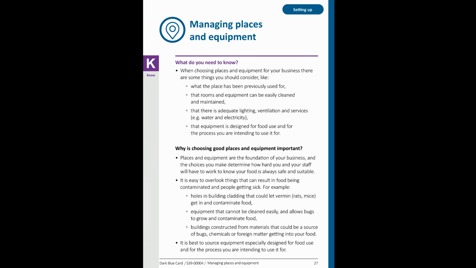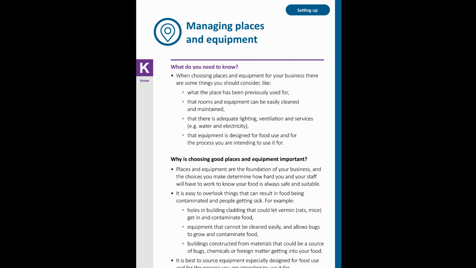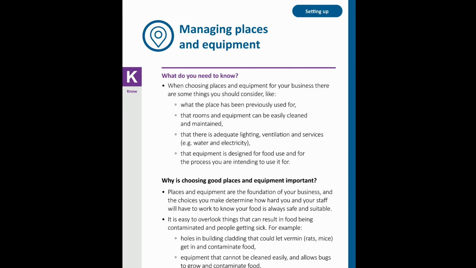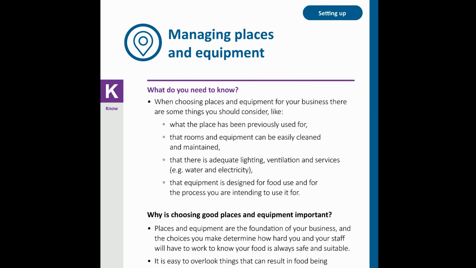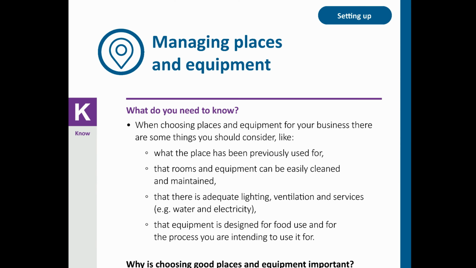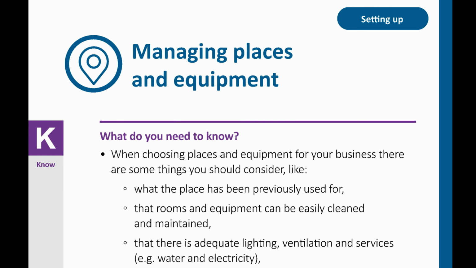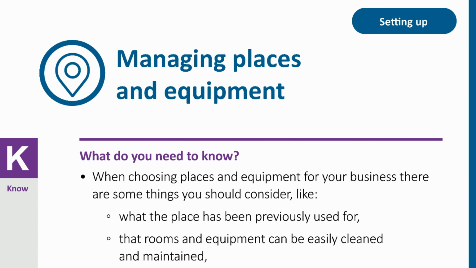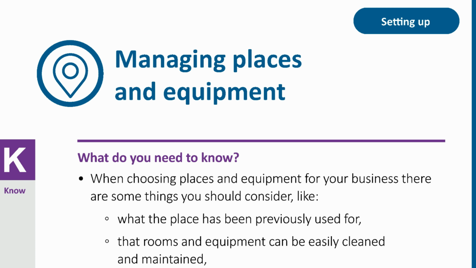In this lesson, we are going to read through the Managing Places and Equipment topic in the Template Food Control Plan. This is one of the dark blue colored cards in the Setting Up section of the plan and is page number 27. What do you need to know?